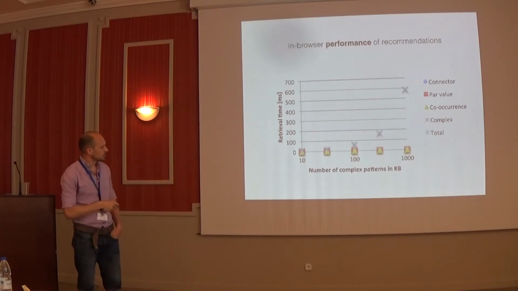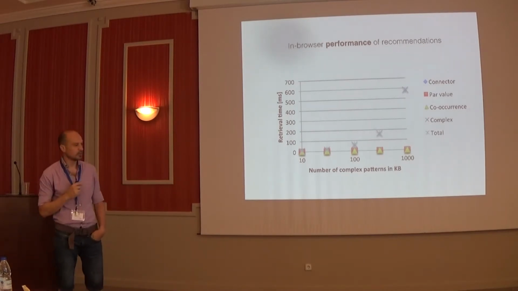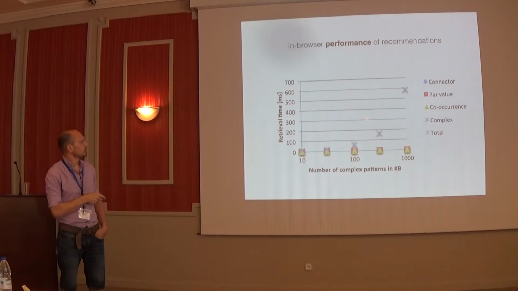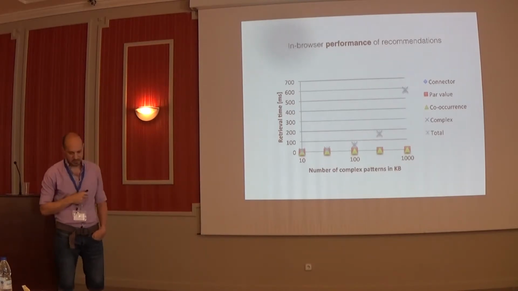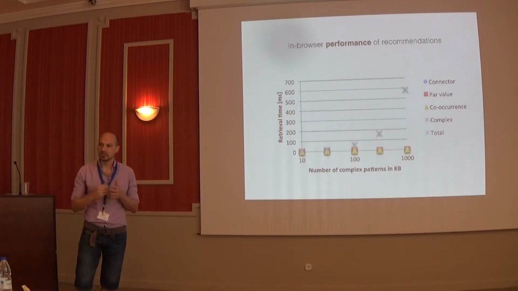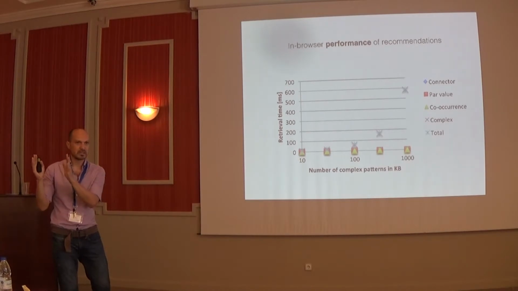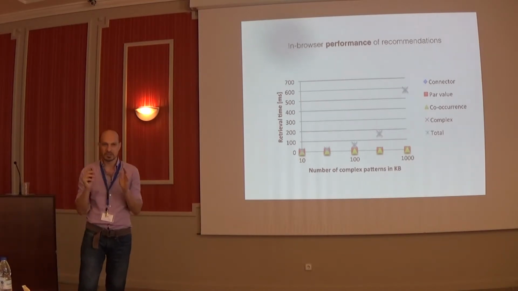Here we did a test. It was with synthetic data. It was not exactly the same data I showed before, but here we did a test with lots of patterns in the knowledge base, up to 1,000. We had the connector patterns, parameter value patterns, co-occurrence patterns, and the complex patterns. And then we have the total. So if you look here, the ones with the colors, the 3 here, it's kind of flat. So it's very, very fast. I forgot to say, in the Yahoo Pipes recommendation panel, everything is done in JavaScript inside the browser.